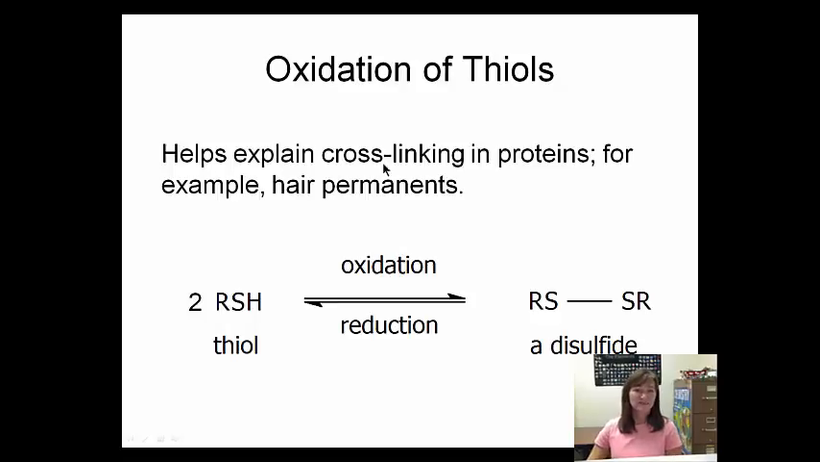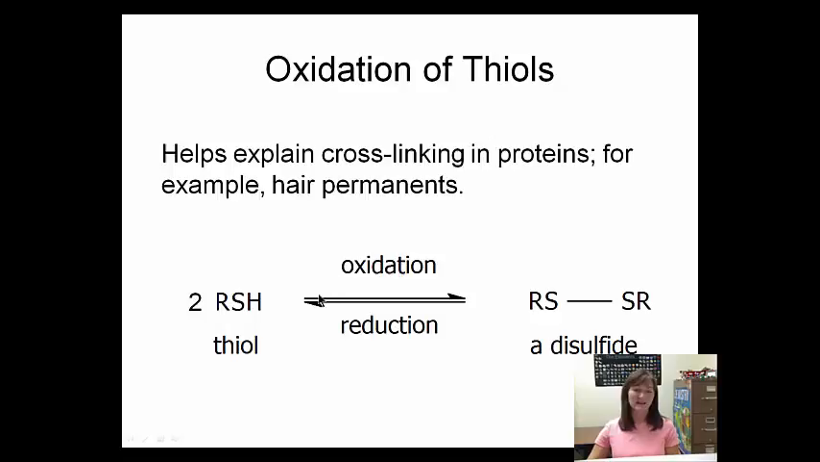Oxidation of thiols helps explain cross-linking in proteins. So for example, hair permanence. So this is kind of a fun side note. In proteins, we're going to be talking about proteins are built up of amino acids, and you have one amino acid that is a thiol. It contains a sulfur and a hydrogen. And those amino acids will cross-link some of your proteins by making that disulfide bond. So we'll talk more about that when we get to biochemistry.